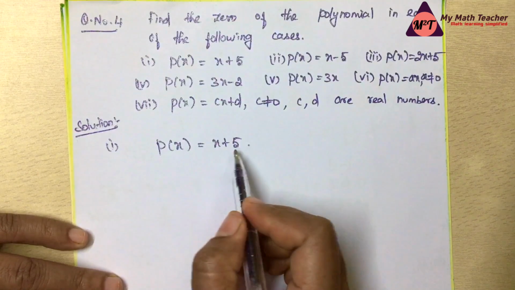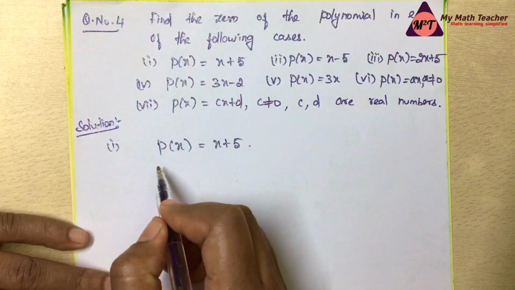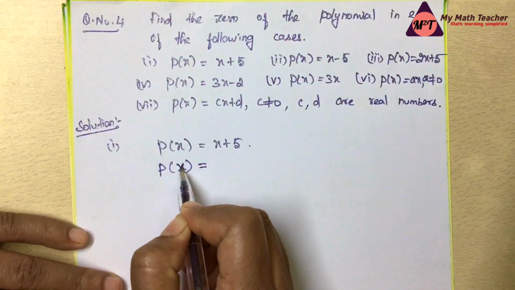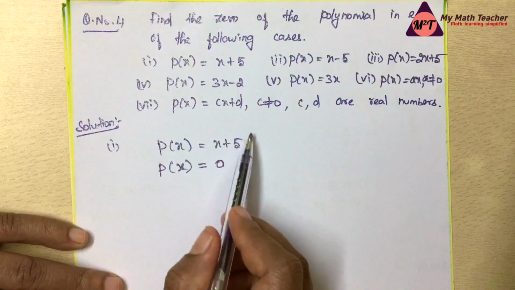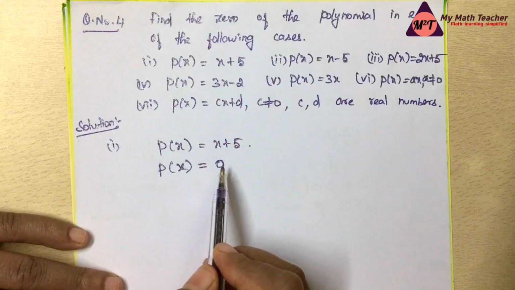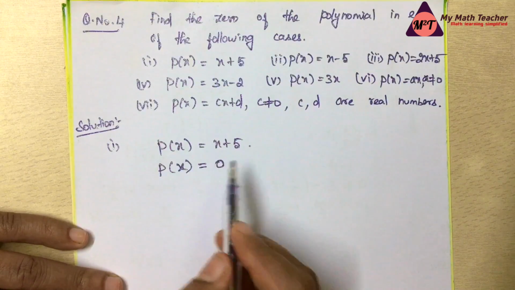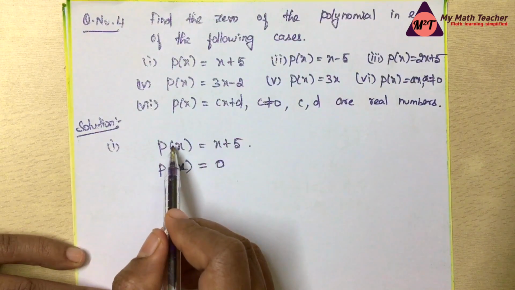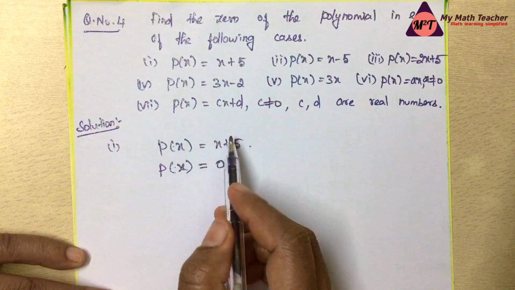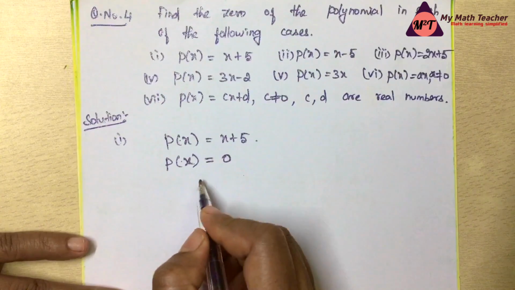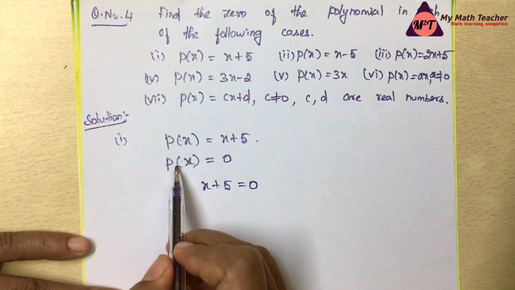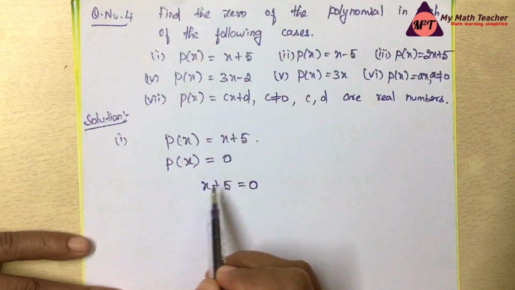P of x is equal to x plus 5. Now what we are going to do is, we are equating this polynomial to 0. The given polynomial is this. Now the same polynomial we are equating to 0 to find the zero of the polynomial. Now when the LHS are same, the RHS is also same. So we can write x plus 5 is equal to 0.